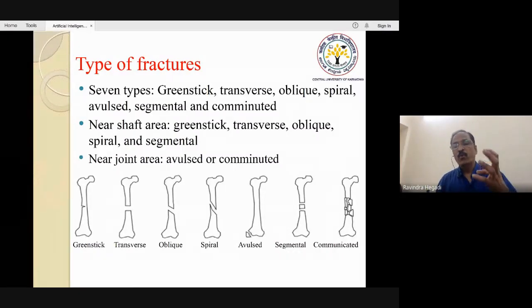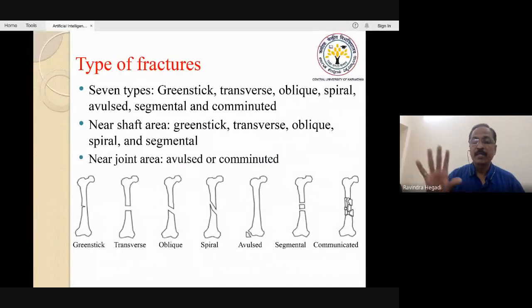Then if the bone has become pieces, in some accident the bone has broken into many pieces, then it is known as communicated. Many pieces, broken into many pieces. If it is only 2 or 3 pieces, it is segmental. If it is in many pieces, then it is known as communicated.